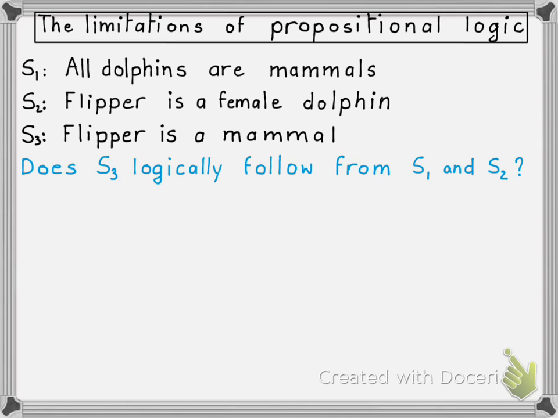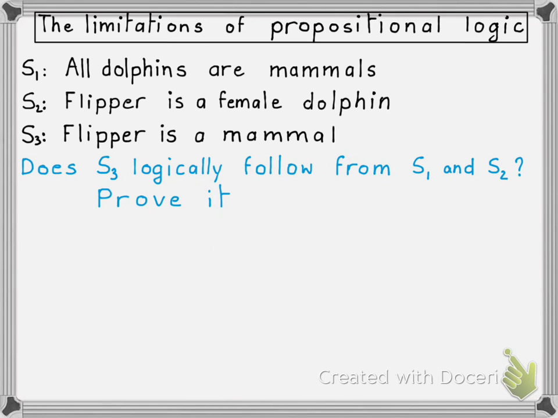Well, the answer is, sure, this sounds completely valid, right? If all dolphins are mammals, and Flipper is a dolphin, which follows from S2, then clearly S3 must be true. Flipper is a mammal. Okay, well, this is just an intuition. Let's prove it.